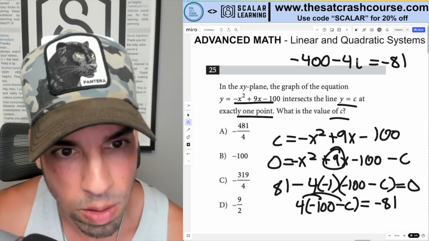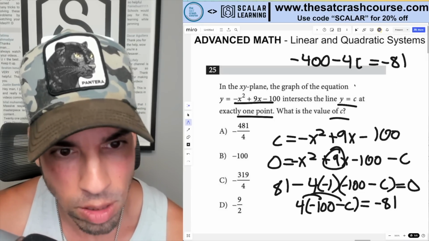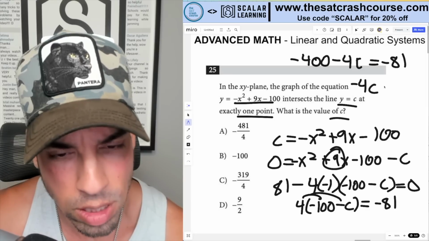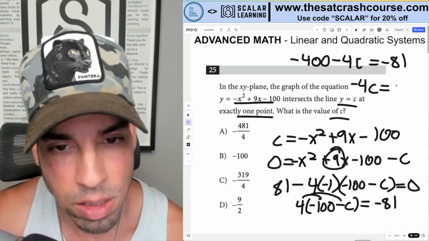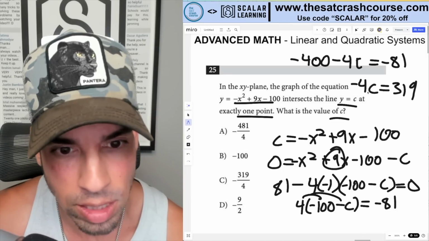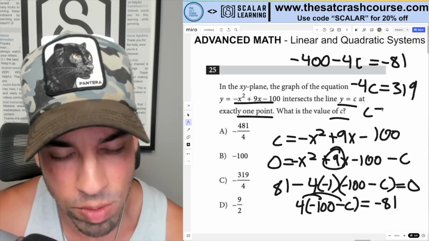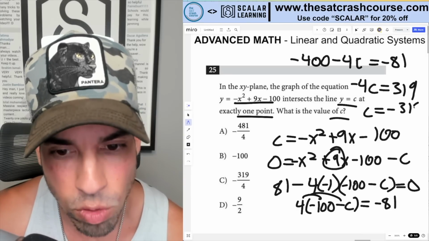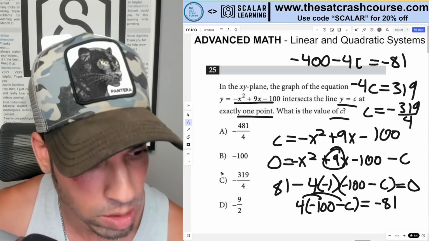negative 81. Then we're going to add 400 to the right side, and we got negative 4c is equal to positive 319. Last but not least, we're going to divide by negative 4, and we've got c is equal to negative 319 over 4, which means c is the winner.